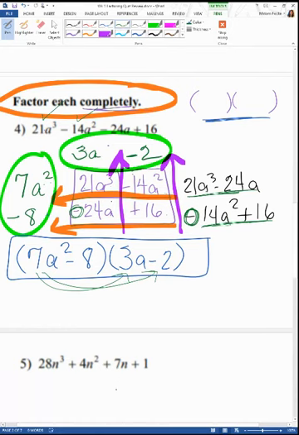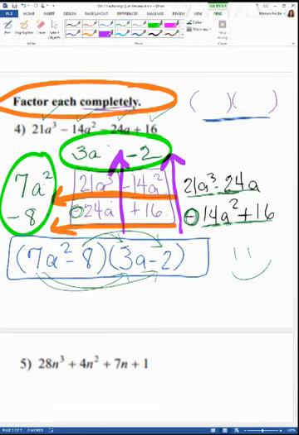Don't forget the sign when you're multiplying. So negative 8 times 3a is negative 24a. And finally, negative 8 times negative 2 is positive 16. Woohoo! We're on a roll.